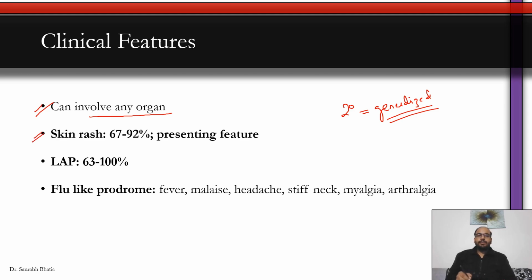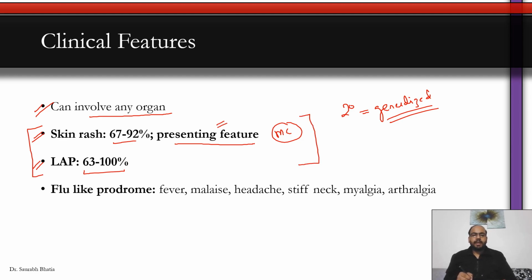The skin rash is the most common feature along with lymphadenopathy. Skin rash is seen in about 67 to 92%, and it is the presenting feature of the secondary stage. What do we mean by presenting feature? That means it is a feature with which the patient will most commonly come to us. They will come to us with a lichen rash, or any kind of morphologically different rashes, and then you have to keep syphilis in your mind. Lymphadenopathy is in about 63 to 100% of patients. So these two become the most common clinical manifestations, and out of these two, the rash is the most common feature with which the patient will come to us.